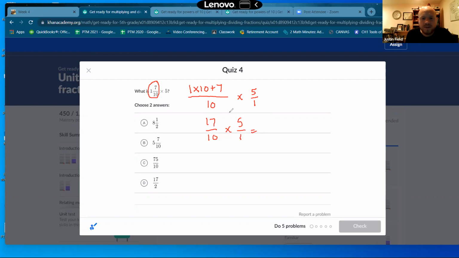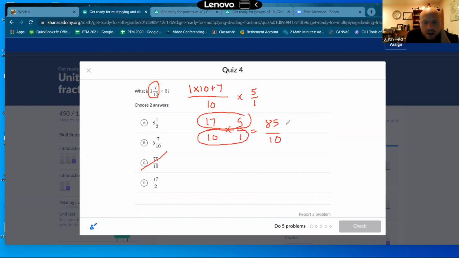So what is 17 times 5? I can do that in my head. 5 times 10 is 50. 5 times 7 is 35. So that's 85. Yeah, add those together. And 10 times 1 is 10. Oh man. Now they put them back in mixed numbers. But that's okay. That's okay. We know it's not 75 over 10. And we could reduce it.